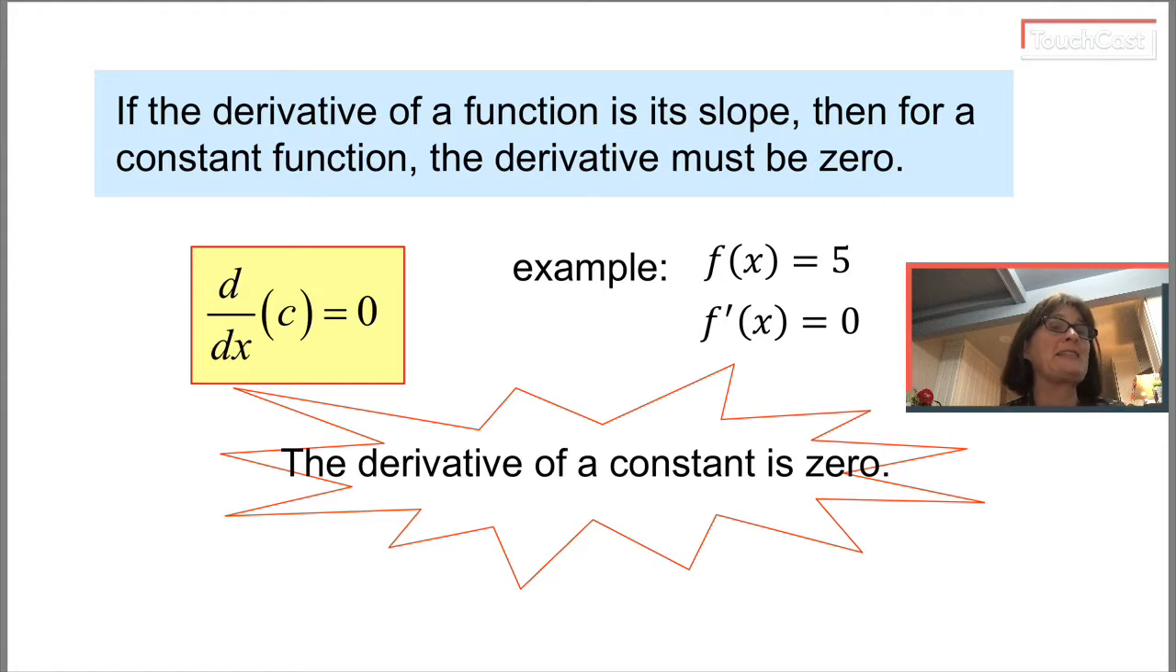I just remembered I had that in a fancy slide. So same thing, here you go, in a fancy slide. The derivative of a constant is 0.